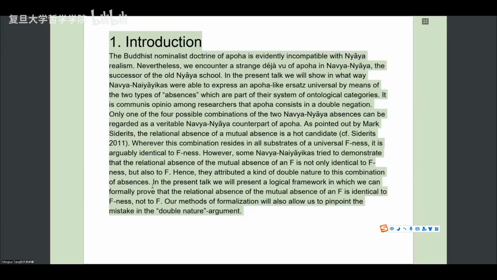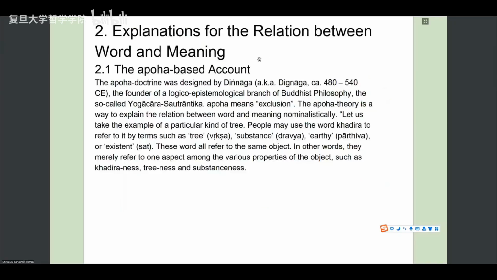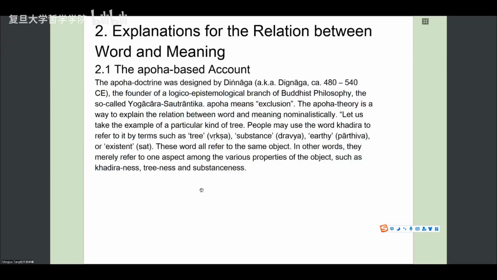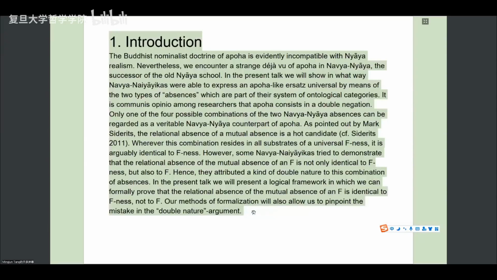The problematic point is now that some Navya-Nyayikas say that this combination, which is apoha-like, has a kind of double nature. One could say that the absence of the difference from an F is F-ness. Then it would be very much like apoha, fulfills the same function which apoha fulfills in Buddhist philosophy. But some Navya-Nyayikas say also that the absence of the difference from an F is F. And Maturanatha even tries to prove this very formally. Siderits also renders this argument in his article. And actually, the argument is already given in a much older publication, namely in this very old book by Ingalls from 1951, Materials for the Study of Navya-Nyaya Logic. There you find the argument also.